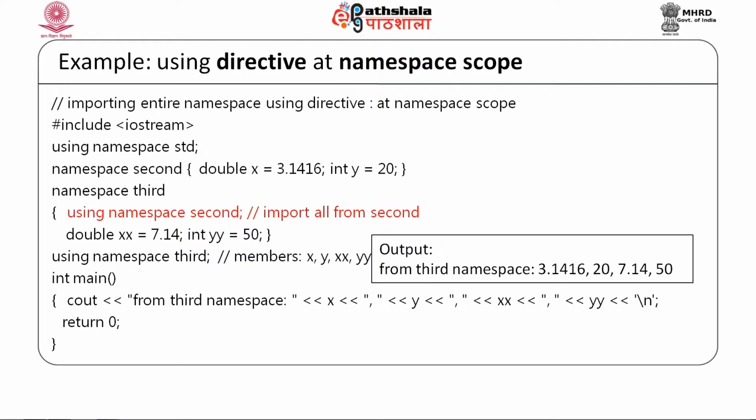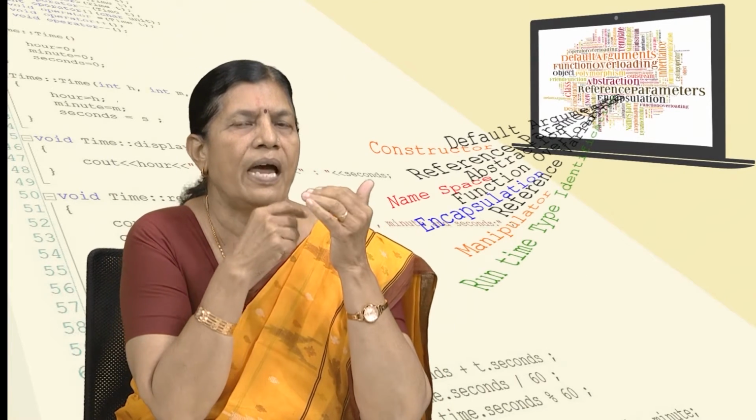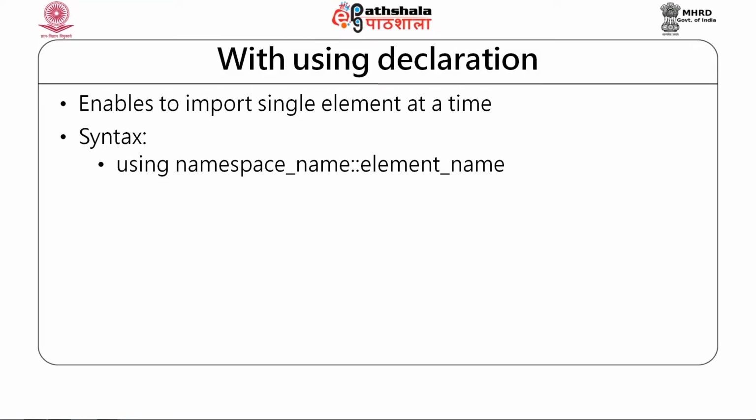Now, after that outside main we have used using namespace third, which will make x, y, xx and yy all available at file scope. So, in the main function we can simply say x, y, xx and yy to refer to them. You can see the output, the values of x, y and xx and yy are displayed as expected. So, using directive can be used at block scope, at global scope as well as at namespace scope.